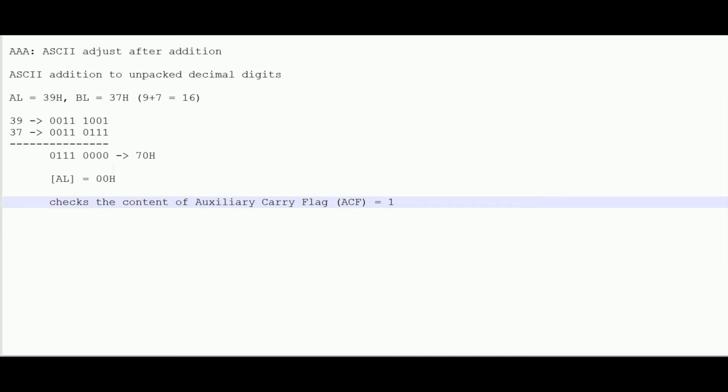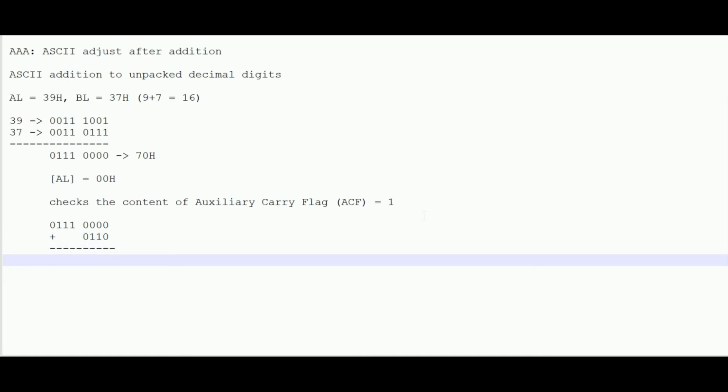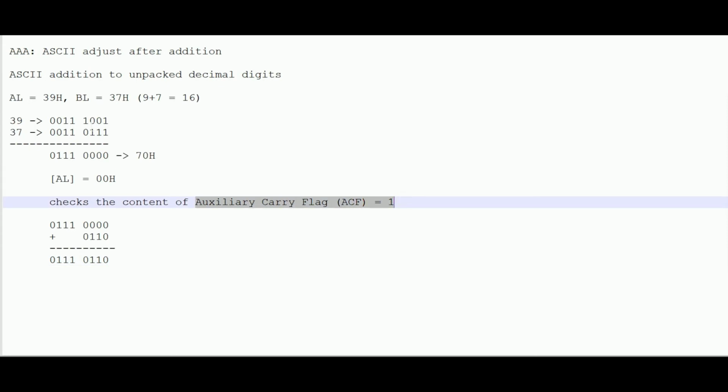Let us see what happens here. The lower nibble is 0000, so 0111 0000, and it will add 6 to this, 0110. So we get 0111 0110. Now why is the auxiliary carry flag set to 1 here? If you see, a carry is getting transferred during addition itself. This 1 gives a carry to this, 1 plus 1 gives 0, and again a carry is sent on to the higher nibble. So this will set your auxiliary carry flag to 1.